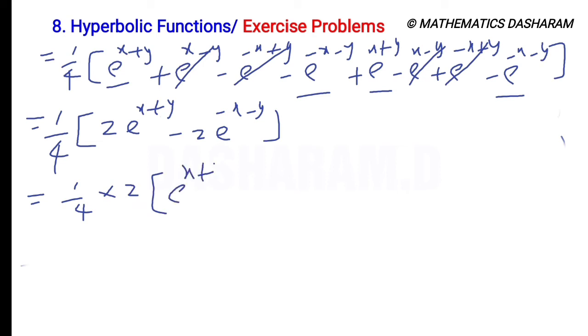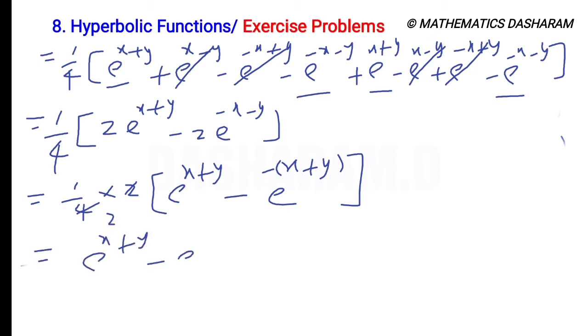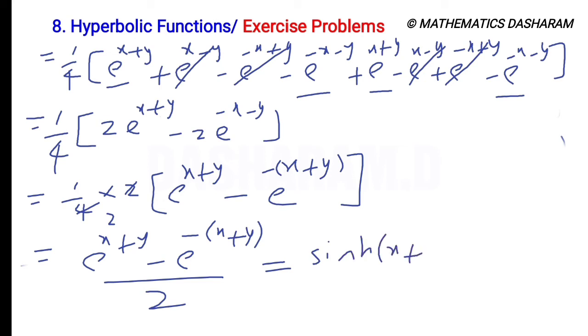e to the power of x plus y minus e to the power of, here take the minus common, so minus of x plus y. So 2 ones are 2, twos are, so e to the power of x plus y minus e to the power of minus of x plus y divided by 2, so it is equal to sinh of x plus y, so it is LHS, so hence proved.